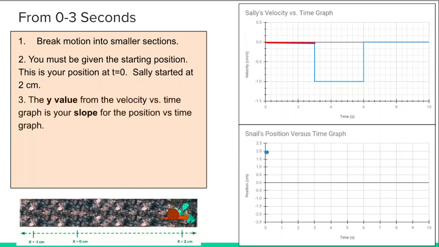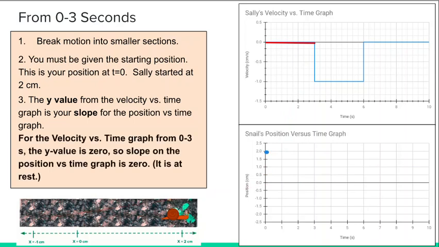Next, the y value from the velocity versus time graph is going to give us our slope. So for this first 3 seconds, Sally was not moving. Sally was at rest. That means our slope is going to be a value of 0. So we will have a slope of 0 for the first 3 seconds. And so that's what this will look like on the graph. There we go. First 3 seconds, Sally is sitting at the kale.